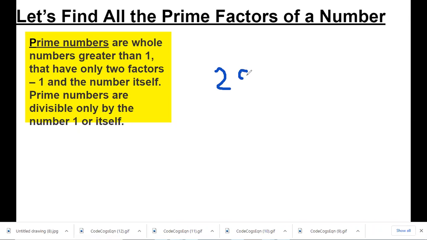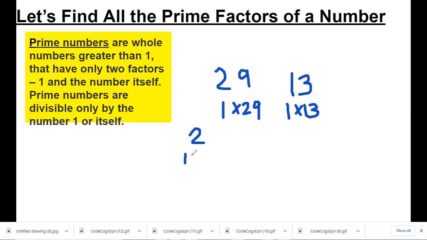29 has 2 factors only, 1 times 29. There are no other numbers that multiply together to give you 29. How about 13? That's also prime, 1 times 13. How about the number 2? The only thing that multiplies together to give you 2 is 1 times 2. How about 3? The only numbers that multiply together to give you 3 are 1 times 3. What about 5? The only numbers that multiply together to give you 5 are 1 times 5.